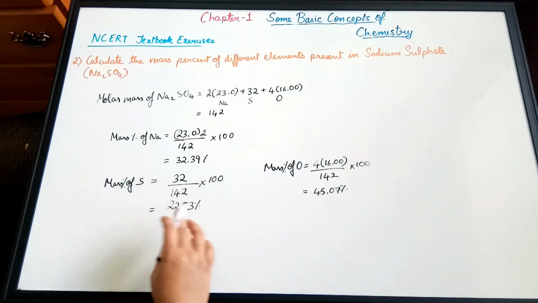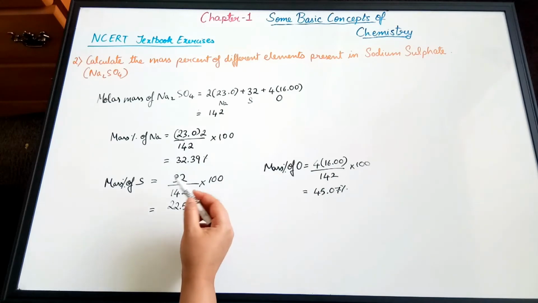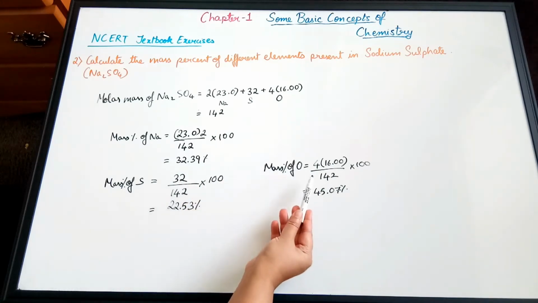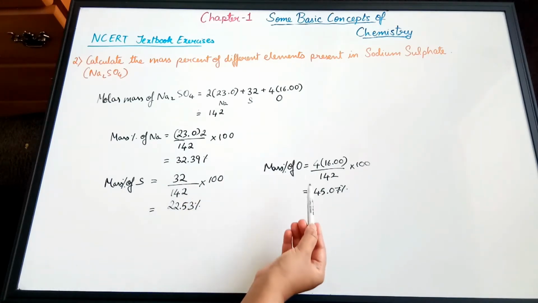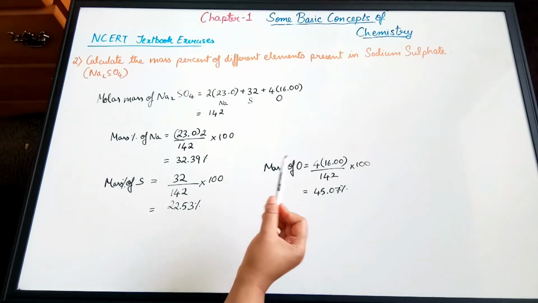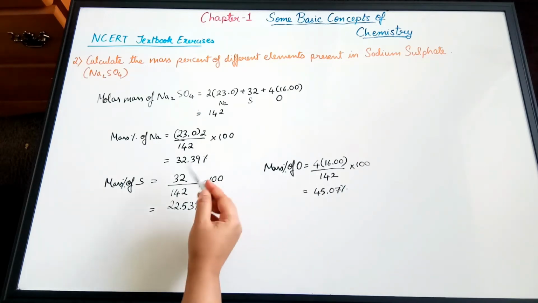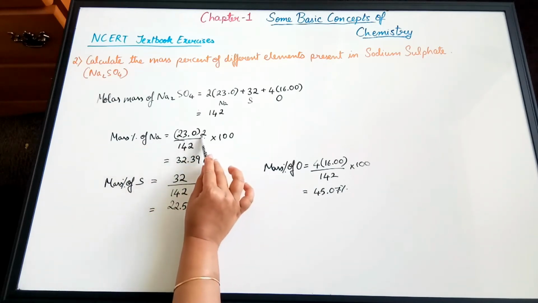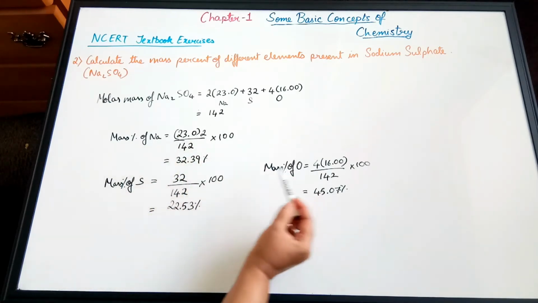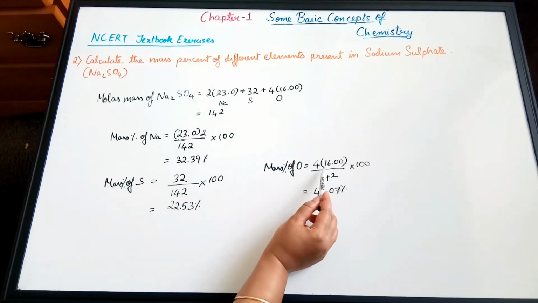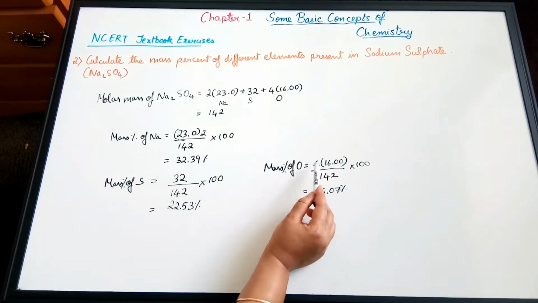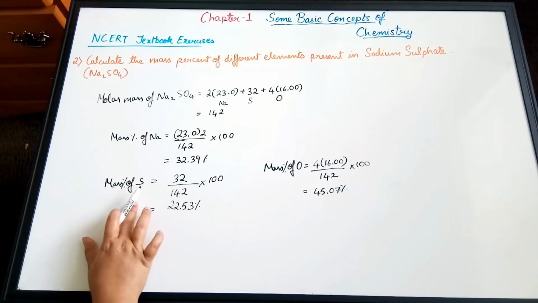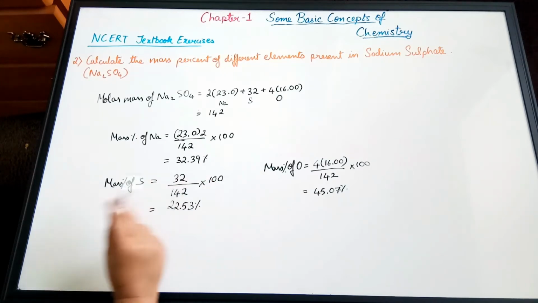So we just had to calculate the mass percentage. The mass percentage is calculated by dividing the mass of that particular element in the compound by the molar mass. Because there are 2 atoms of sodium in this compound, the mass is multiplied by 2 over here, and there are 4 atoms of oxygen, so the mass of oxygen is multiplied by 4, and because there's only one atom of sulfur, there is no multiplication happening over here.